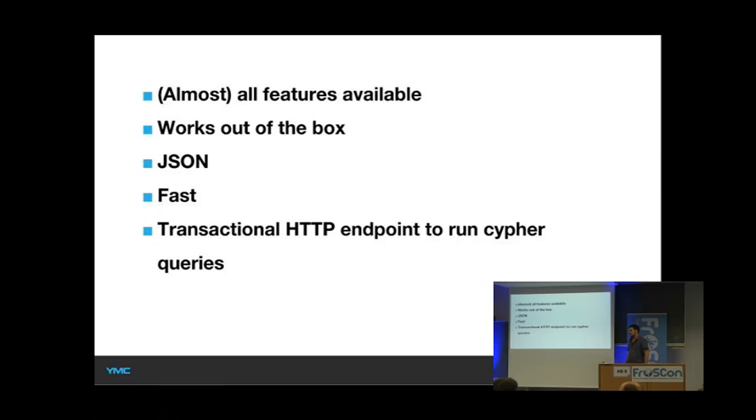In the question before, we talked about graph processing algorithms. This is implemented, but cannot overall be used. So, yeah, in fact, all features are available, but you probably should not use them. It works out of the box, so if you install Neo4j, you will have the REST API. As you will see, it is based on JSON. It is fast. And you have a transactional HTTP endpoint, so you're able to manage transactions over the REST API.